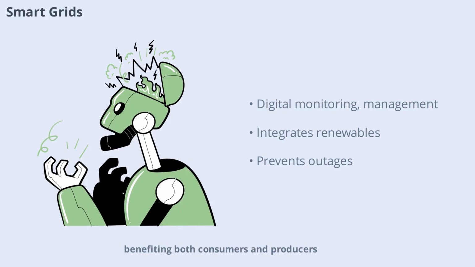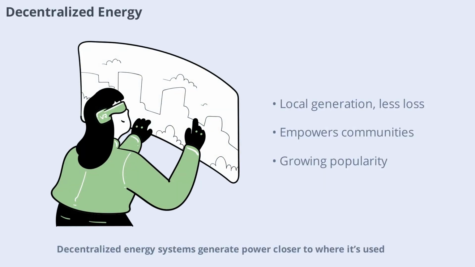Decentralized energy systems generate power closer to where it's used, often through small-scale renewables like rooftop solar panels or local wind turbines. This approach reduces transmission losses, increases reliability, and empowers communities. Decentralized energy is becoming more popular as technology costs fall and people seek greater control over their energy supply.